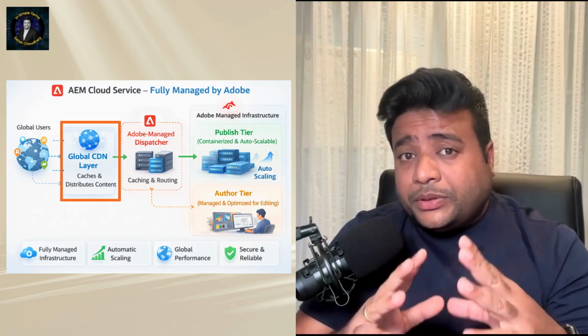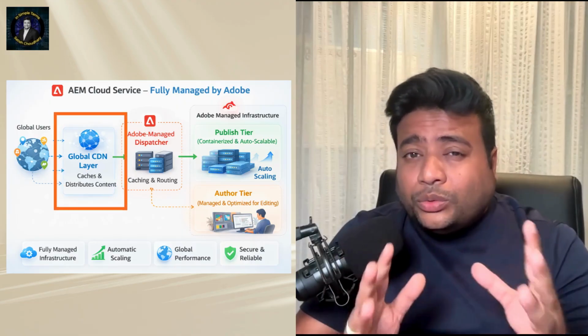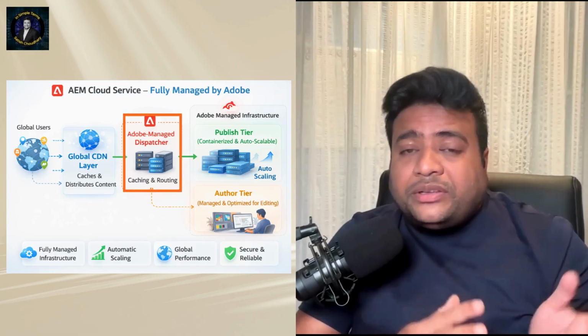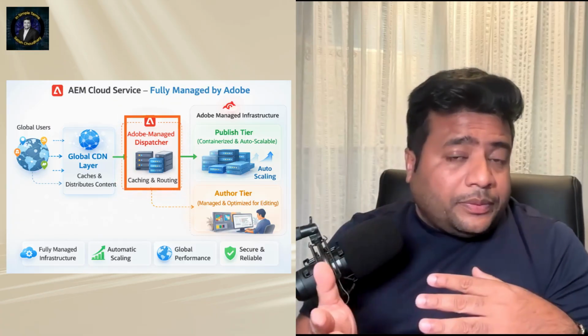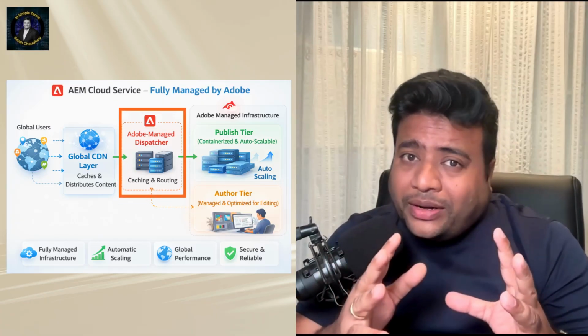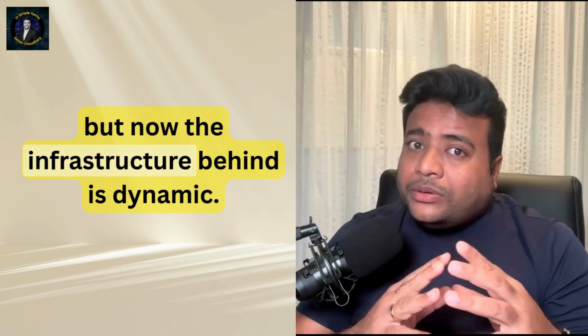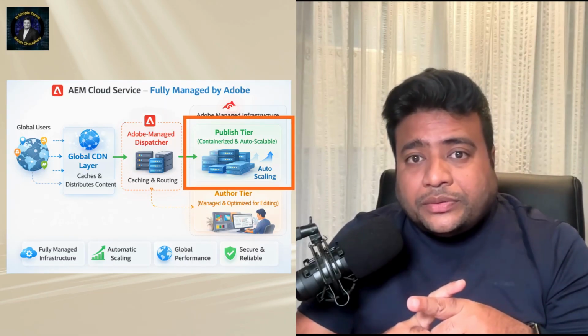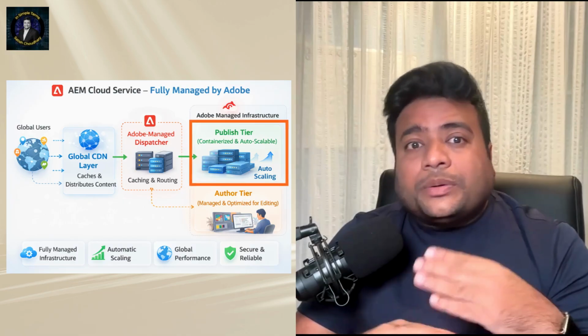The CDN distributes requests and caches content closer to the users around the world. Behind that sits the Adobe managed dispatcher layer. Just like before, dispatcher still provides caching and request routing, but now the infrastructure behind is dynamic. Instead of a fixed number of published servers, the published tier can scale automatically.